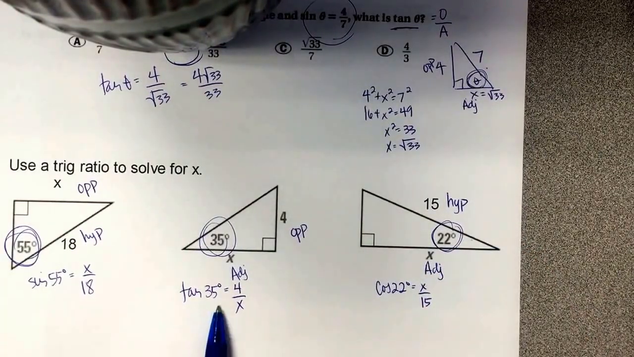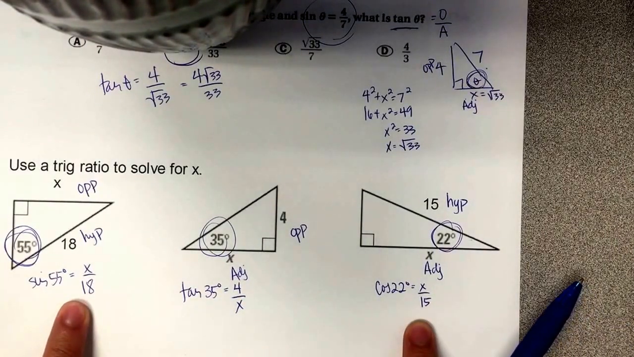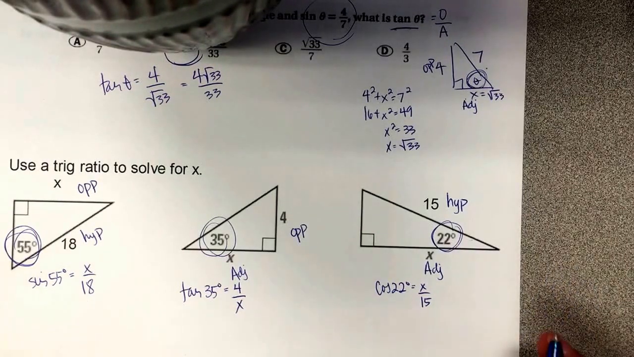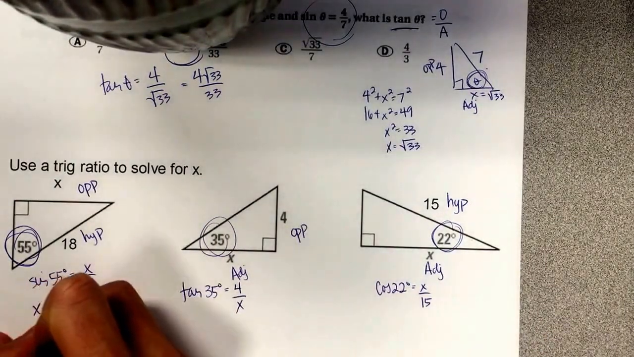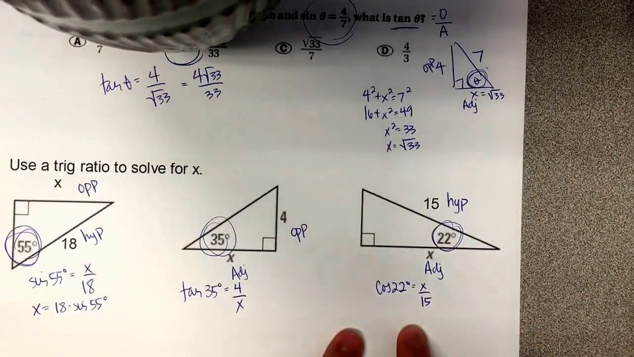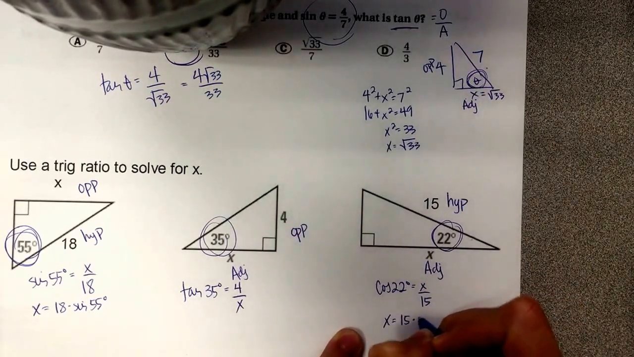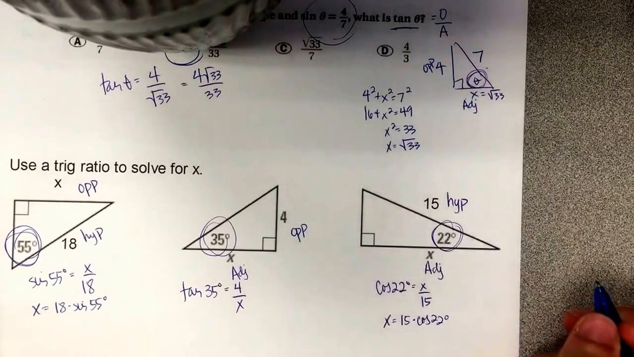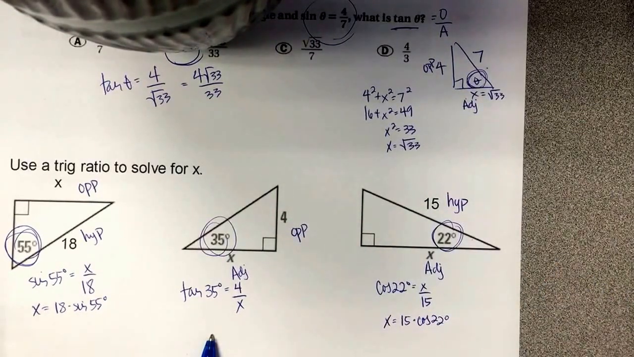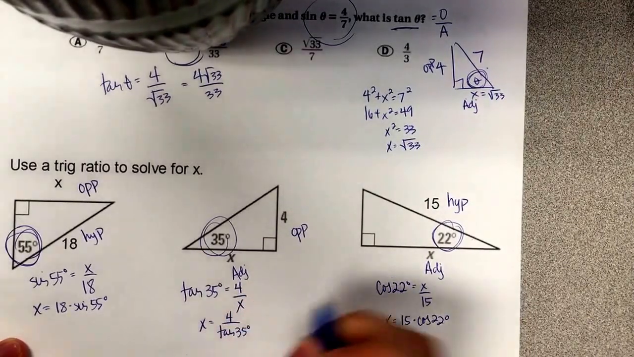Now what I want you to look at is the different kinds of setups we have here. Notice in the first and last ones, we have x in the numerator. Anytime x is in the numerator, you're going to multiply to solve the equation. So in this one, we would rewrite this as x equals 18 times the sine of 55 degrees. Same thing is going to be true over here. X is in the numerator, so we're going to multiply. So x is equal to 15 times the cosine of 22 degrees. Now this one's the oddball out. Since x is in the denominator, we're actually going to divide to solve. So this would become x equals 4 divided by the tangent of 35 degrees.